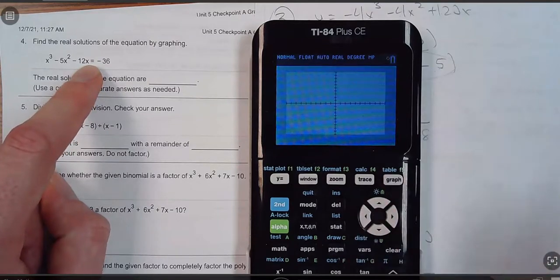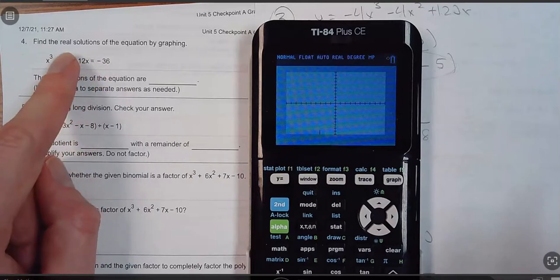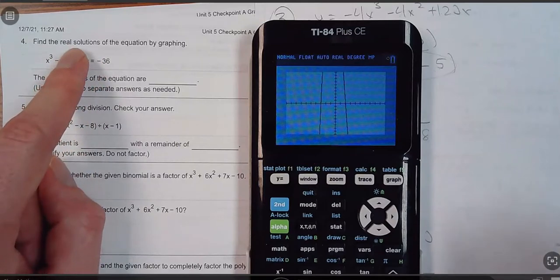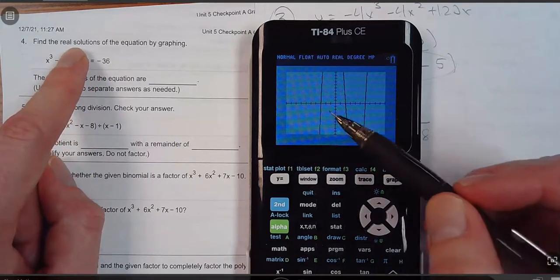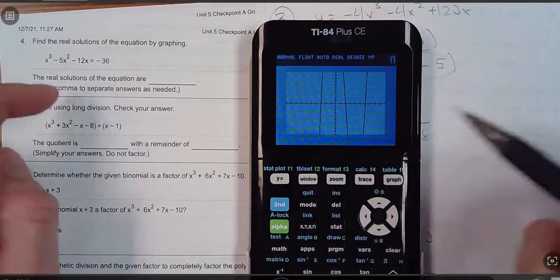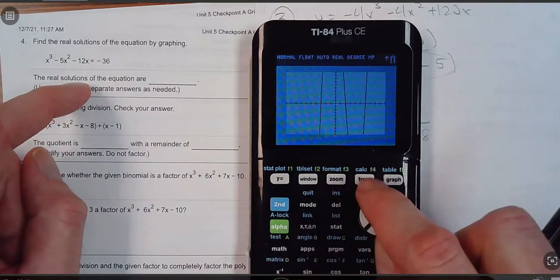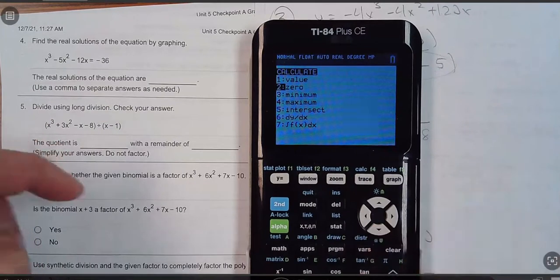Graph it. And now if I'm looking for real solutions, I want to know where it crosses the x-axis. So I've got 3 spots to find here. If I go second calc, again, I'm looking for zeros now, so choose this.